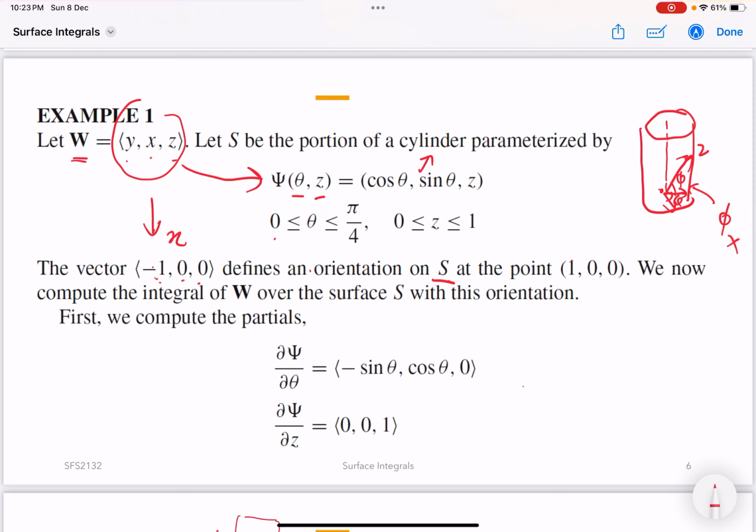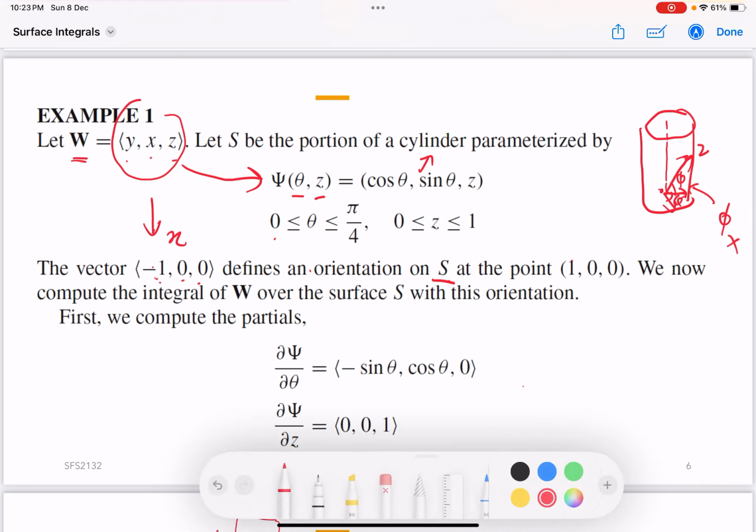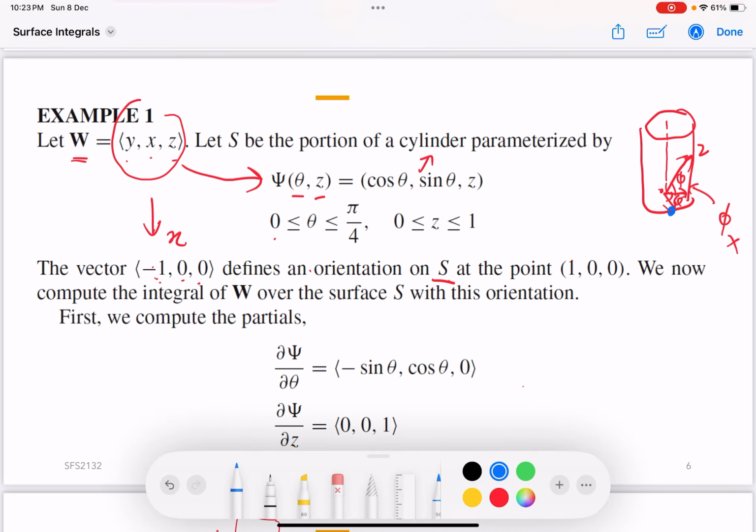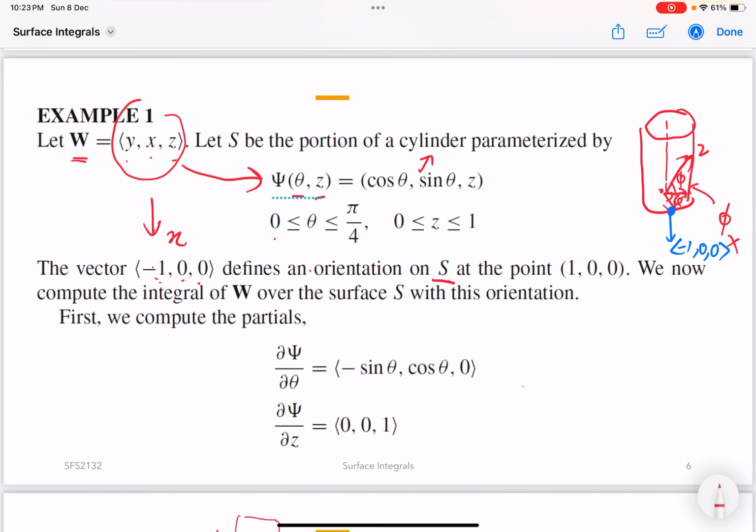So as x equals 1, meaning that you have here, for instance, a point, and then the vector is downward, negative 1, right? So this is 1 0 0. Hopefully the figure or the diagram can help us to understand much easier.